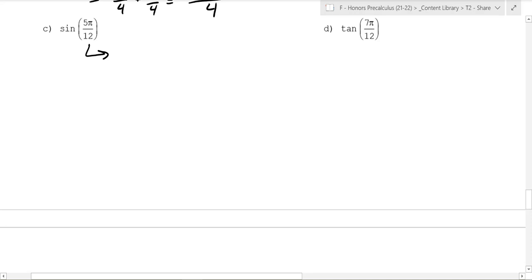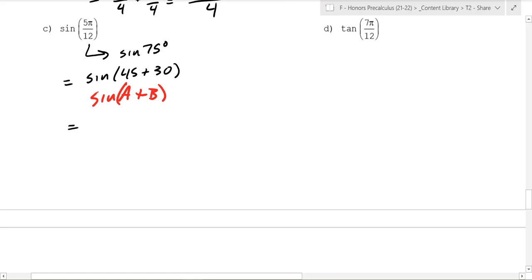So 5 pi over 12, you can work that out, where pi over 6 is 30, so pi over 12 is 15. So this is 5 times 15. This is the same thing as sine of 75 degrees. It's easier to see the fractions that way. So this is going to be equal to sine of 45 plus 30. Using the identity above, sine of A plus B, you end up with this statement, and you know the trig values for all of these.